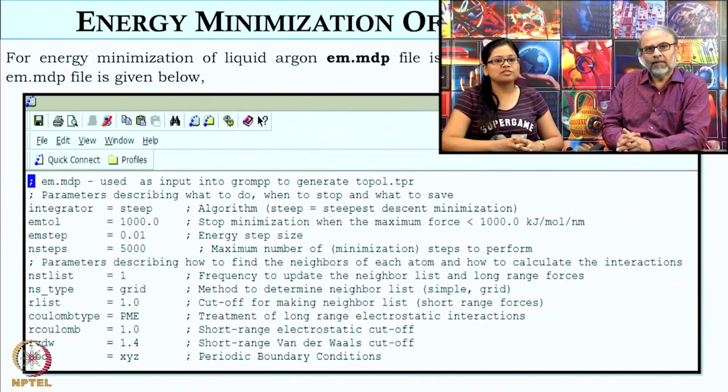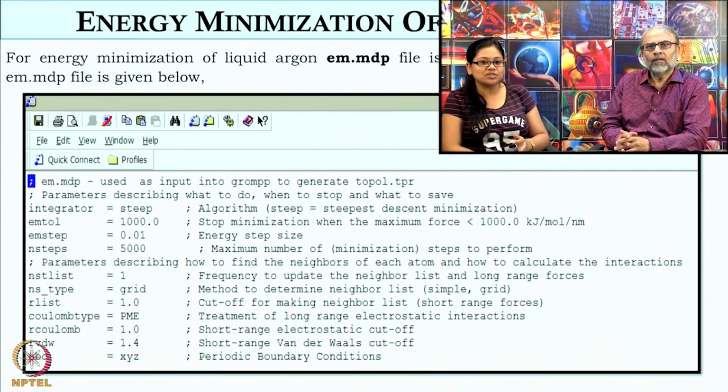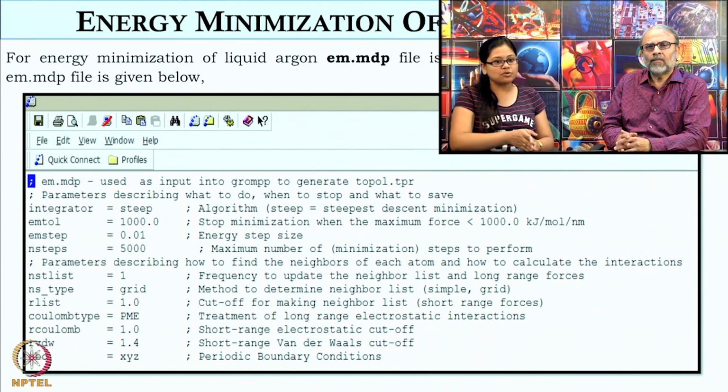The next is the EM step, that is 0.01, that is the energy step size. So after a 0.01 step it will perform energy minimization again. This is a step size for energy minimization. So this is not a time step? No, this is not a time step. Well, it's kind of a time step only. We are giving the total number of steps, that is nsteps, 5000 here. That is the maximum number of minimization steps. Suppose it started from step 0, then it will go to step 0.01, then 0.02. Like that it will perform the energy minimization.